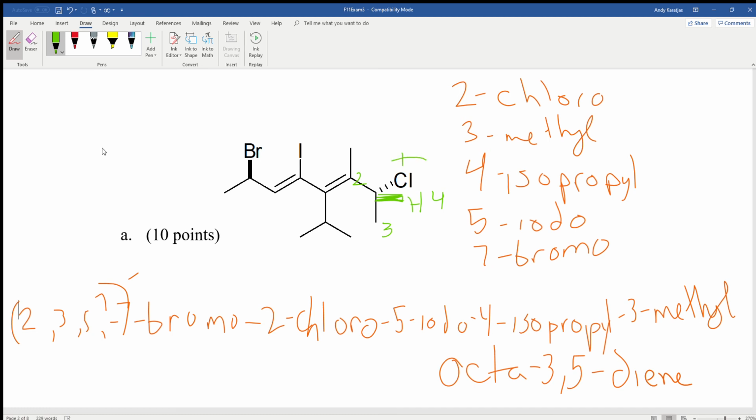Now we can draw our arrow in, and as we see, it's going counterclockwise, which would indicate S. However, because our lowest priority substituent, the hydrogen, is pointing forward, we then have to take the opposite, which makes this carbon 2R.